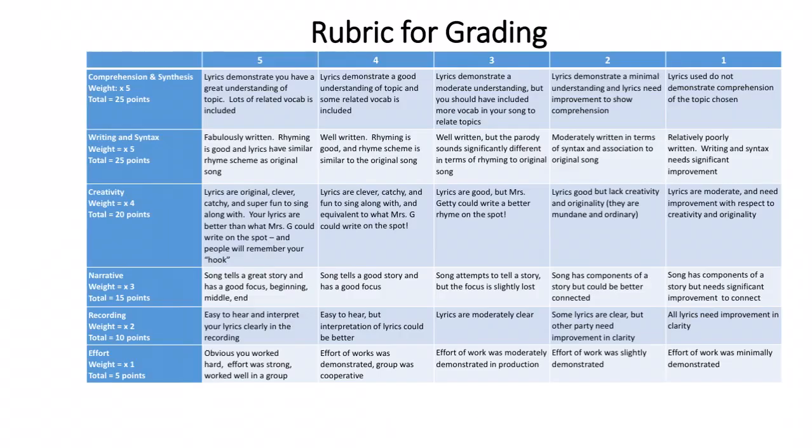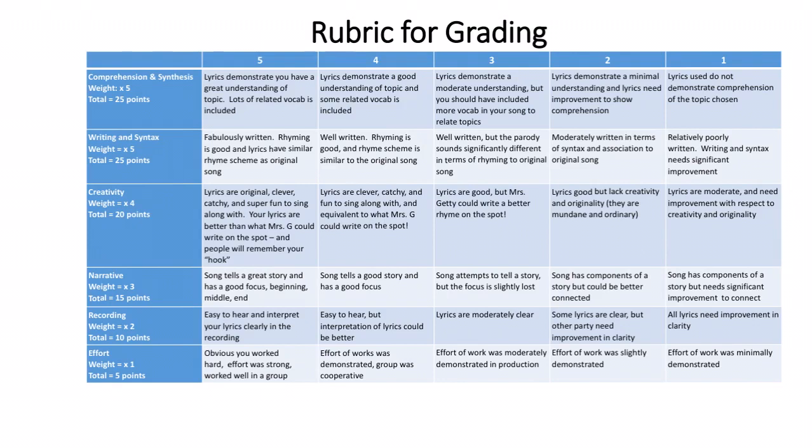This slide is an example of the rubric that I use to actually grade the assignments. And if you look, there's multipliers on the left of each individual component. To me, I think that the most important components are going to be comprehension and synthesis of different lyrics, writing and the syntax. Does the song sound like it flows and it goes well with the music and the harmony? Creativity, are the lyrics original or are they kind of bland and easy to predict?